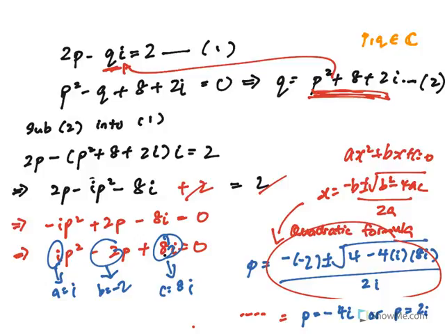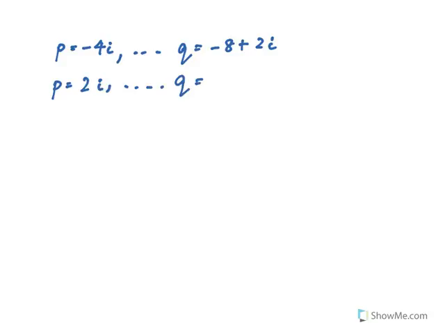Next page, ready? 3, 2, 1. So if p equals negative 4i, similarly you can find your q to be negative 8 plus 2i. If p equals 2i, similarly you can find q to be 4 plus 2i. I'm not going to show you the nitty-gritty details of substituting p equals 2i into your equation. I'm sure you can get it. So I just need to verify.